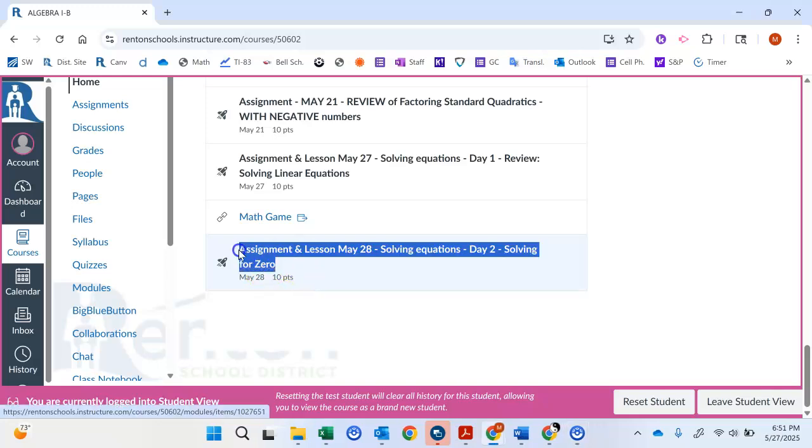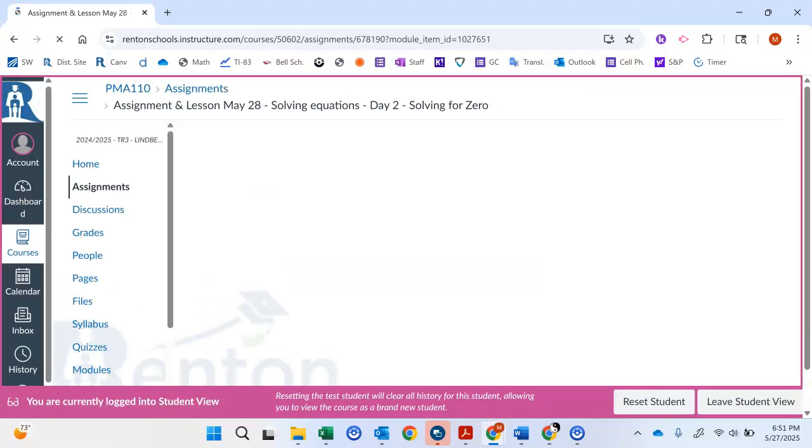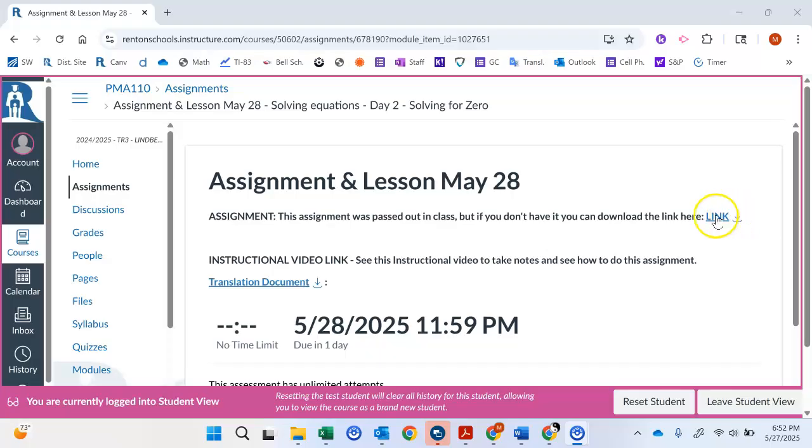Hello, today we are going to cover this assignment here, solving equations day 2, solving for 0, very important. So please click on this and open that up. You already have the assignment, but if not, you can open it here. But very important, I want you to make sure you read this first and translate this first. So please open this document here.